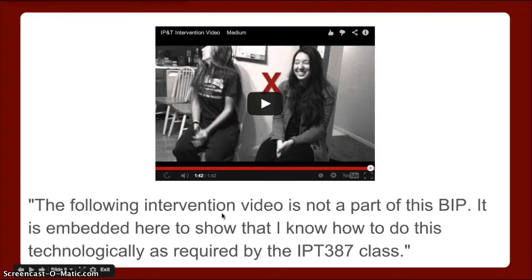So as you can see, that intervention, the replacement behavior of being quiet, looking at the teacher, and sitting in the seat was not the replacement behavior we used. We used the ball for the self-stimulation.